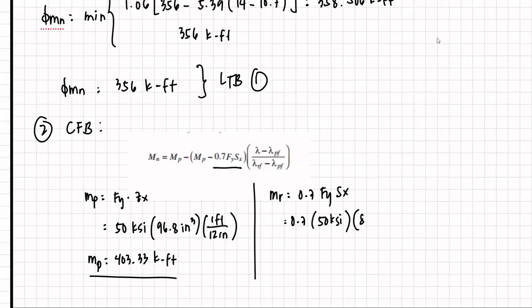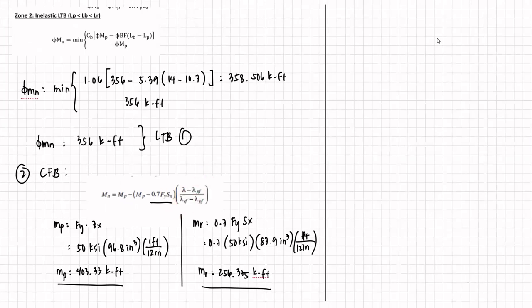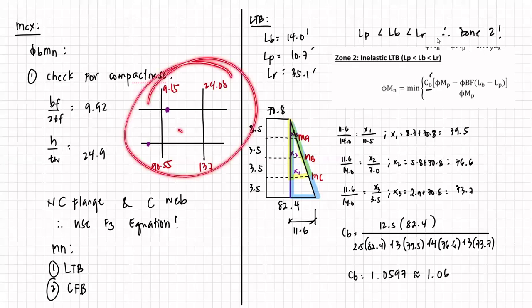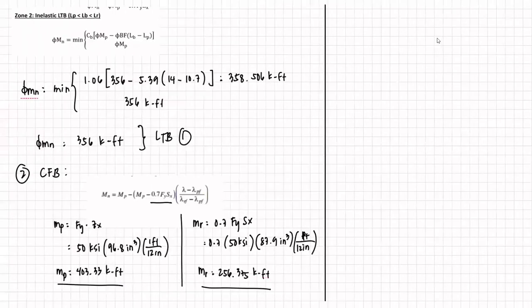87.9 inch cube. Tapos divide natin ng 12 din para maging feet. 0.7 times 50 times 87.9 divide 12, that is 256.370. Okay, next. Itong alpha pf tsaka alpha rf natin, that is actually based dito sa value natin dito. If we look at the previous discussion natin, ayan yun, no? Alpha pf tsaka alpha rf. So, itong value nitong dalawa, yung hinahanap natin.